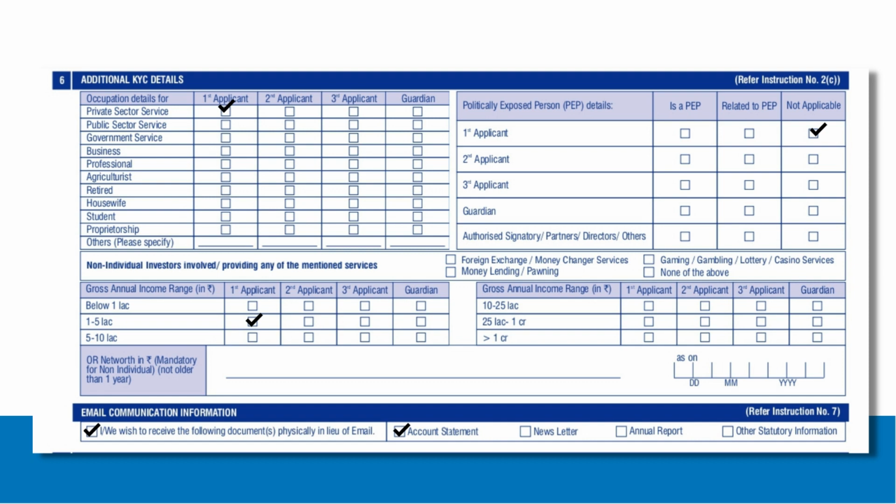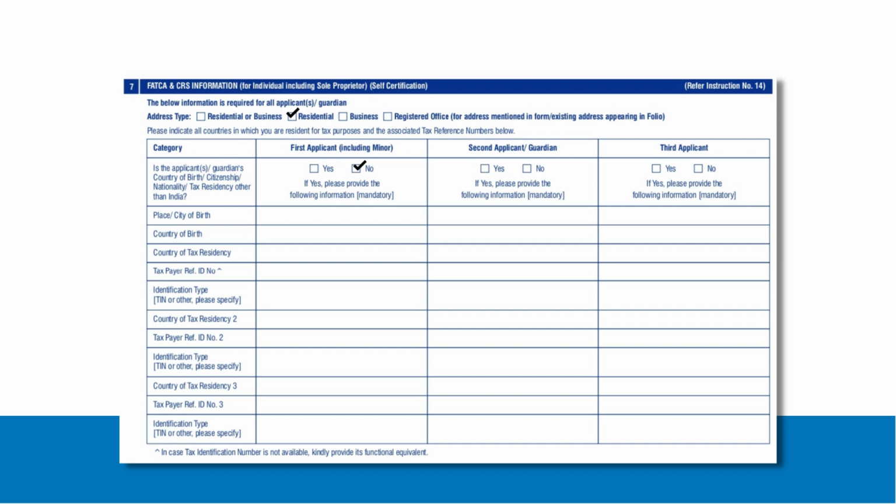Under Politically Exposed Person, if the applicant is a political figure or is involved by any means, then tick on Is a PEP. If he is related to a political figure, then tick on Related to PEP, and if not, then tick on Not Applicable. In the next subsection, Email Communication Information, you may tick on the checkboxes as per applicant's request.